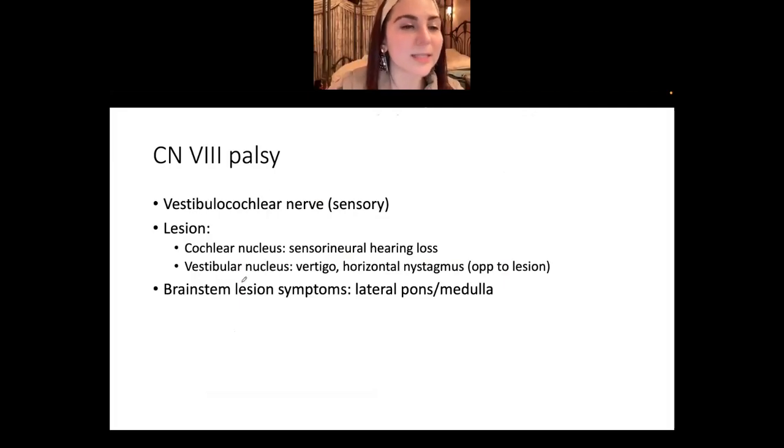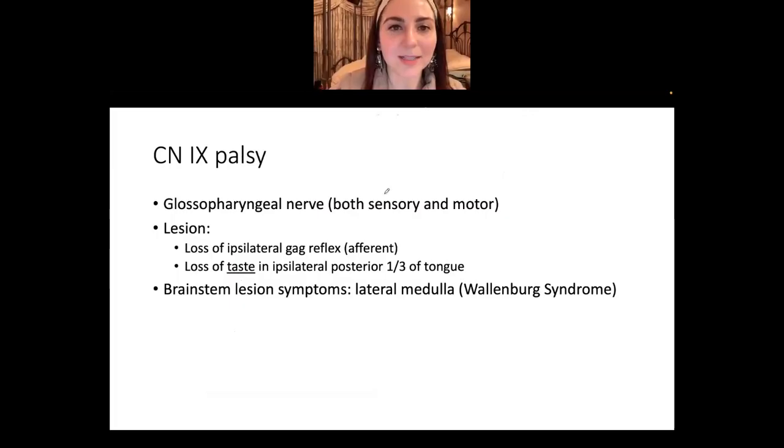Versus the vestibular nucleus, this is what helps you with balancing your head. If you lesion it, you'll get vertigo and whatnot. You'll see horizontal nystagmus, which is another eye thing, but that's something for later. And then you'll see the brainstem lesions in the lateral pons and the medulla.